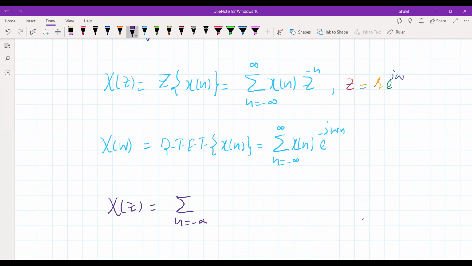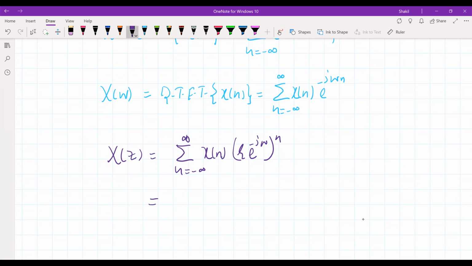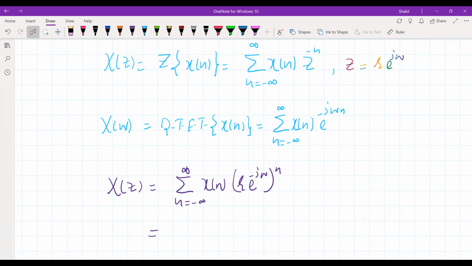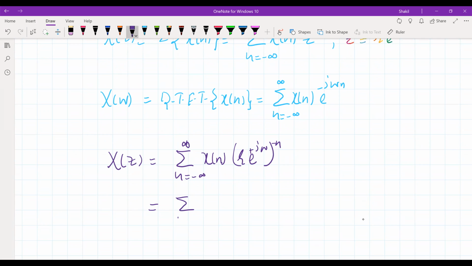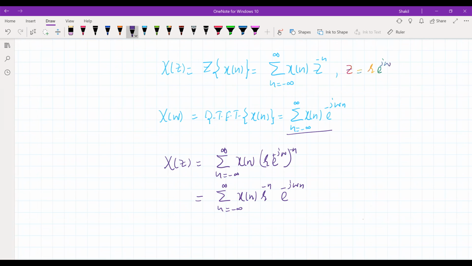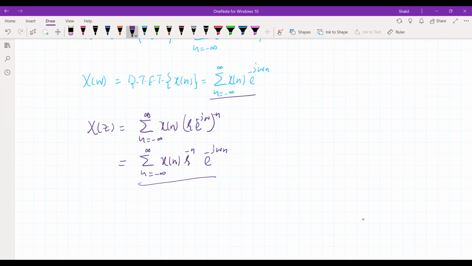summation x of n, r e to the power of j omega, whole raised to the power minus n. And if we simplify this, this plus here, this is minus n. So this will be simply r to the power of minus n, e to the power of minus j omega n. Now have a look at the discrete time Fourier transform relationship and the Z transform relationship.